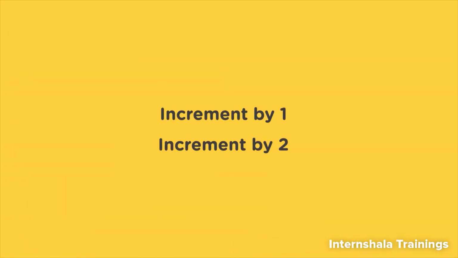Okay, so till now, the iterator in our loops is increasing by 1. What if we want to increase the iterator by 2 or some other number? Let's see how we can do that.